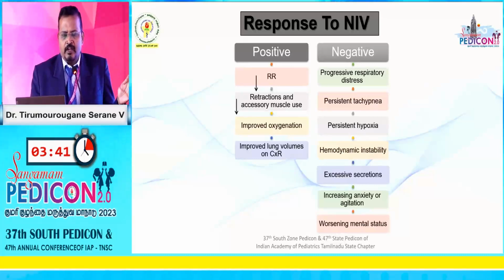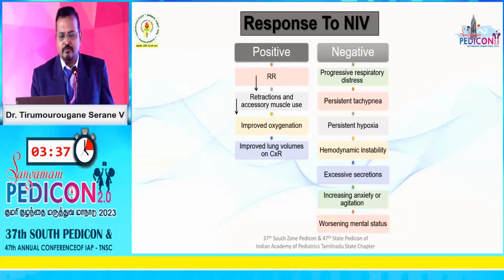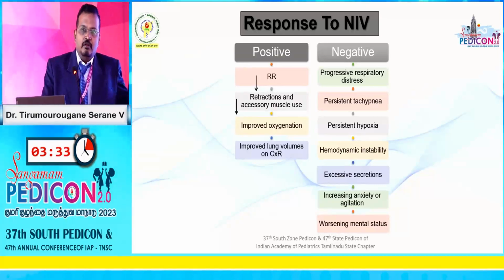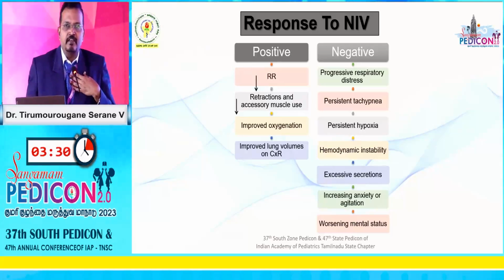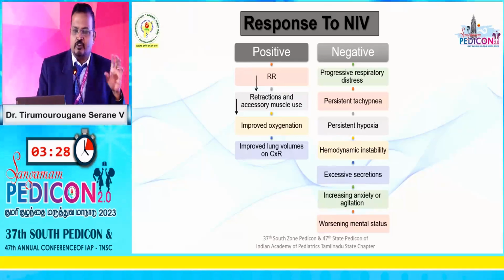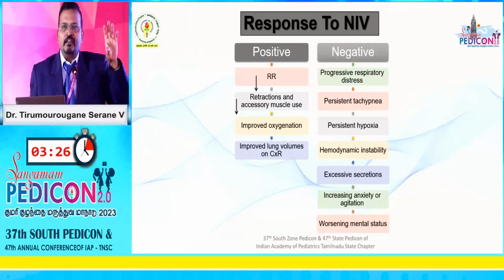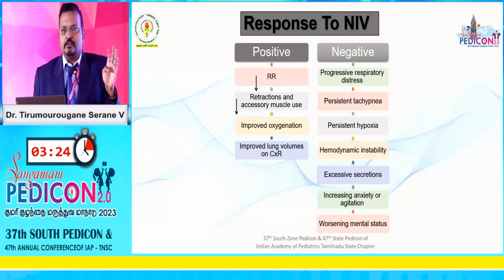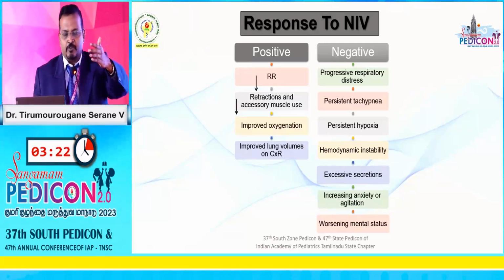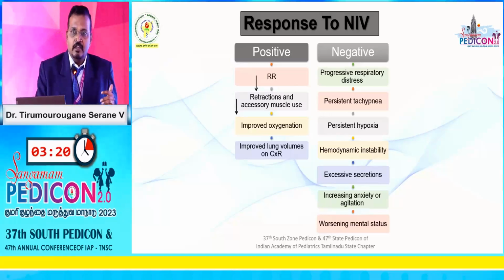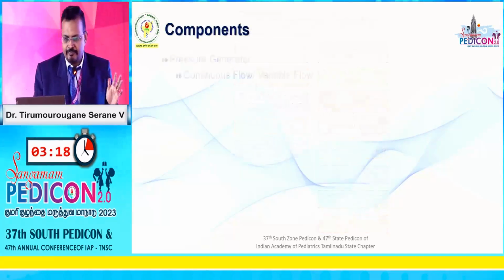Now, how do you want to look at it when you put the child on CPAP? This is what happens. The respiratory rate comes down, the work of breathing comes down, there is improved oxygenation. The most important finding for me is the improved lung volumes on the X-ray. So, whenever you look at the X-ray, look at whether it's at least 8 ribs. Until the 8 ribs, the posterior ribs I'm talking about, have come up, that means you have still not expanded the lungs adequately.